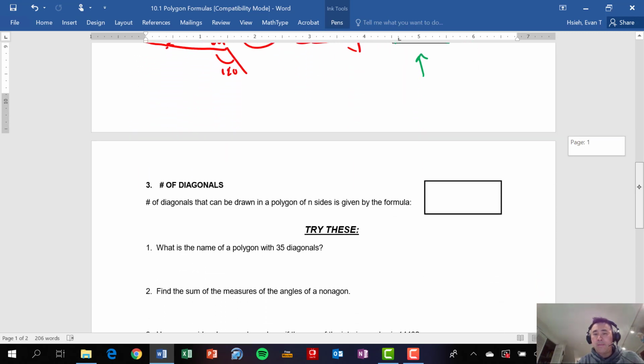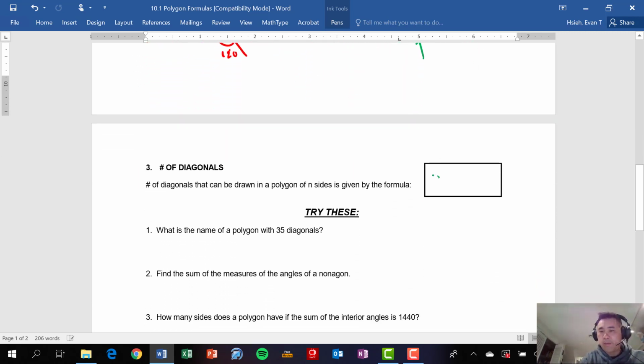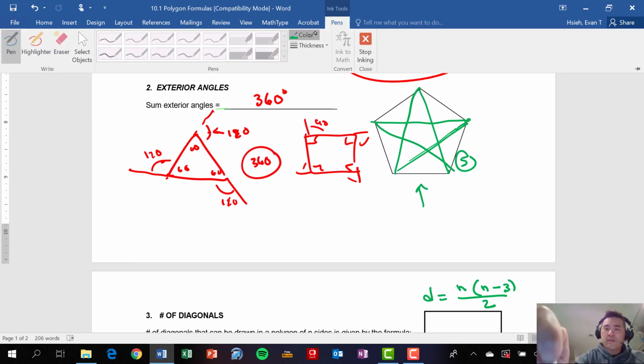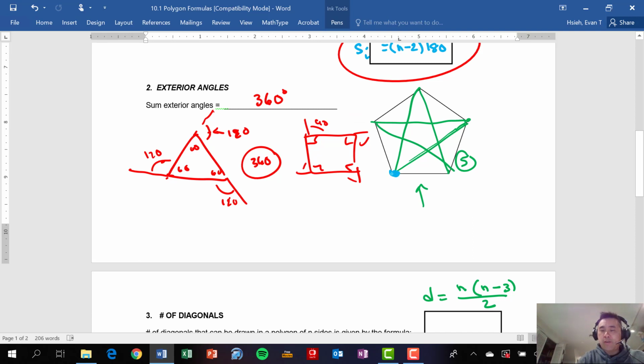Okay, and it's going to end up being this formula right here. The number of diagonals is equal to the number of sides times the number of sides minus 3, divided by 2. And the reason why is, from each vertex, if you count, it's going to be n number of vertices. You can't draw a diagonal to the ones next to it. So you can't draw it this way, can't draw it this way, and you can't draw it to yourself. So that's why it's down here, n minus 3.